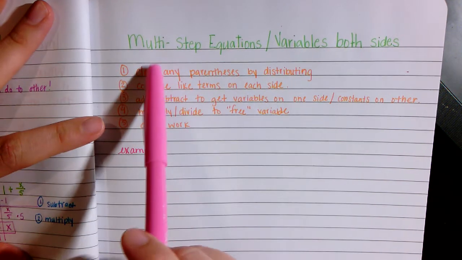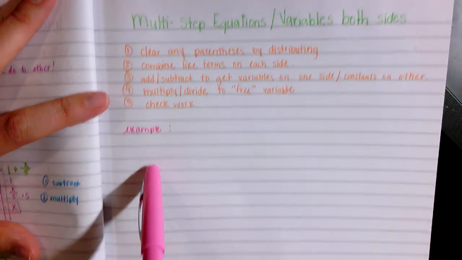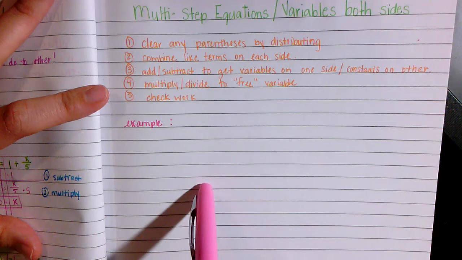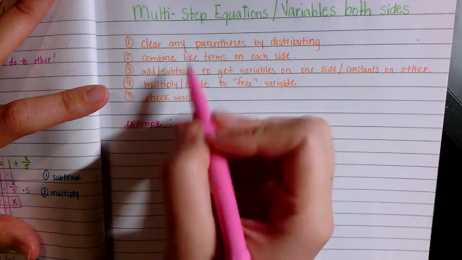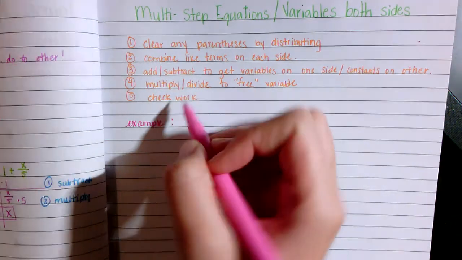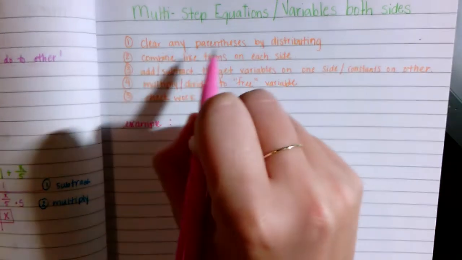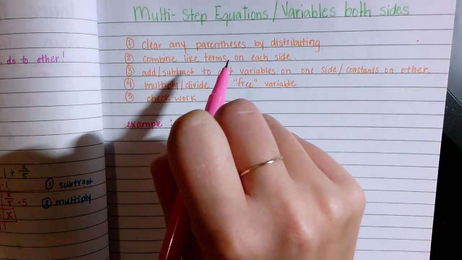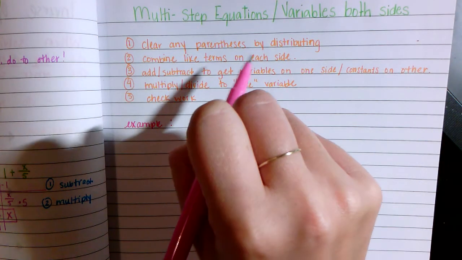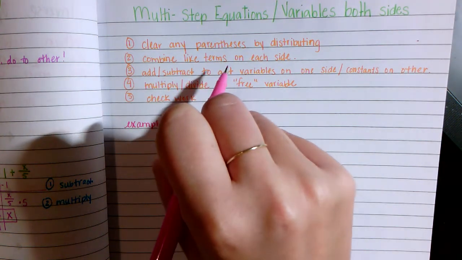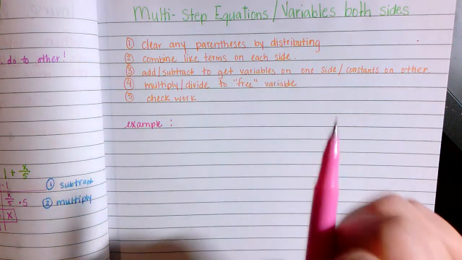So I started the notes, but I didn't want to finish them because I wanted you to see me writing them out and working them out. But these are the steps that we're going to take when we're solving our multi-step equation. So first, I want you to clear any parentheses that you might see. Let's simplify the equation as best we can. And then you're going to combine like terms on each side.